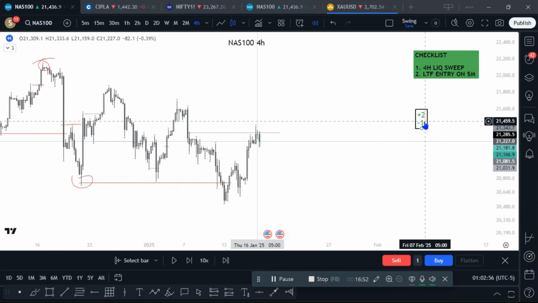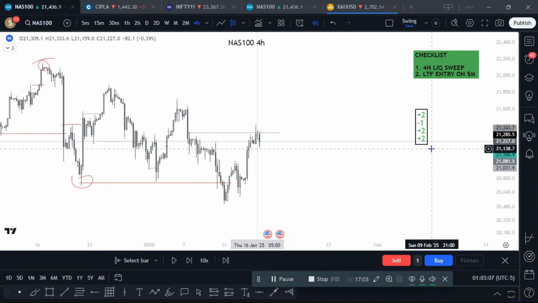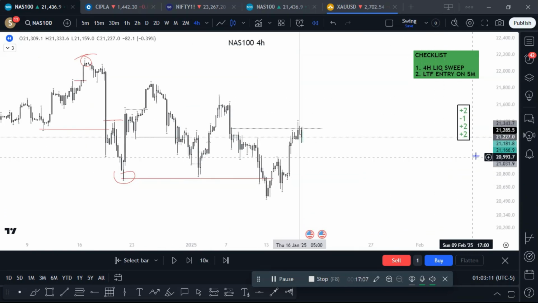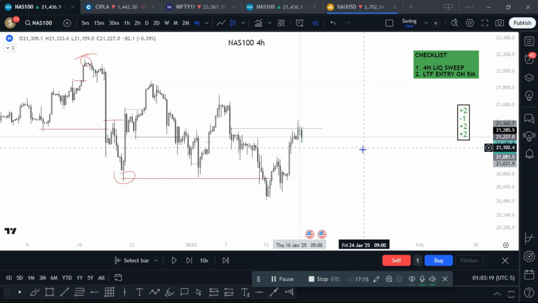So whatever we made till now, +2 -1 +2 +2. So we made a total of 5R. 2, 4, 6, -1, 5R. All right, so you can backtest this strategy and see how good it works. It is crazy, I'm telling you.